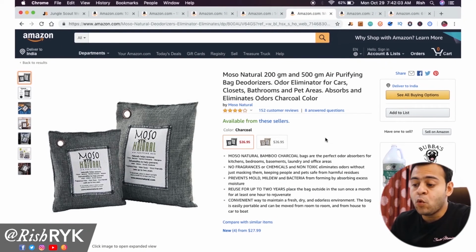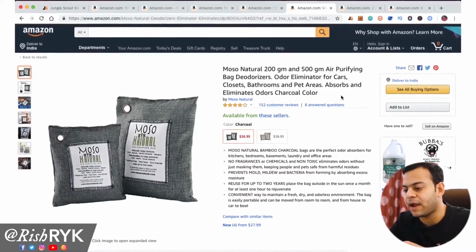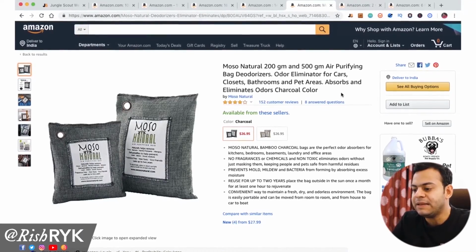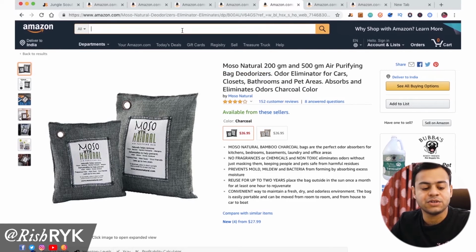Right guys, let's move to our next product, and this one is Moso Natural 200 gram 500 gram air purifying bag deodorizer. So I believe the most broad keyword for this could be bag deodorizer. So let's just search for that first and see what pops up on Amazon. And ensure as usual that your departments are selected to all departments, and let's search for it.